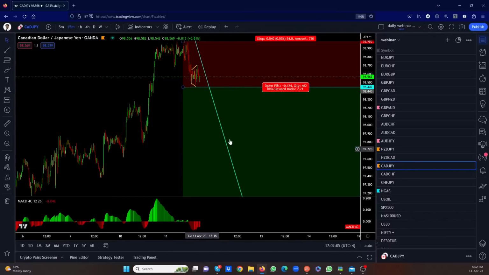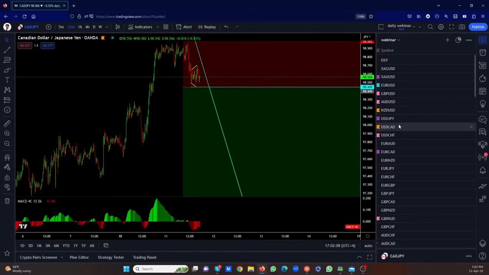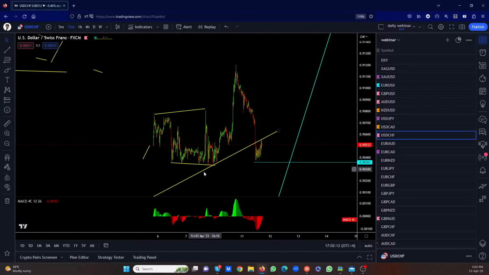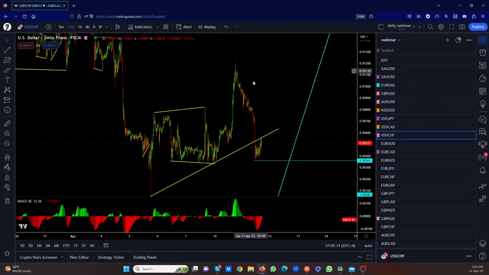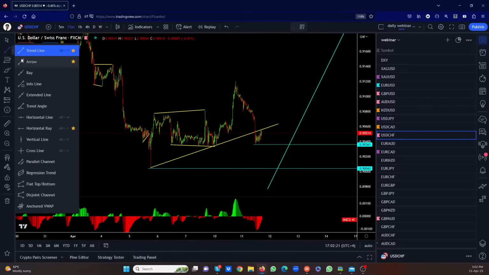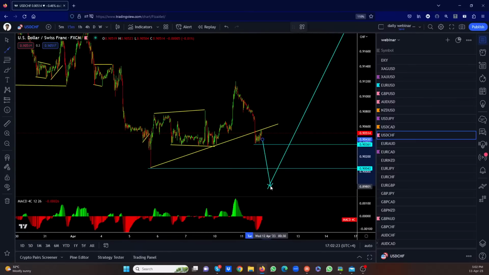Aussie Swiss and USD Swiss. Let's look at those two and then we'll go back to all the cryptos. USD Swiss has a sell setup, but I don't think you want it. Your stop would have to be pretty high and all they'll do is break the low before they go back up. This is what I'm expecting them to do. I'm expecting them to come here, break this low, and then we're looking for the buy setup.